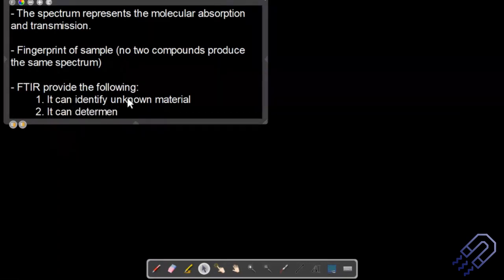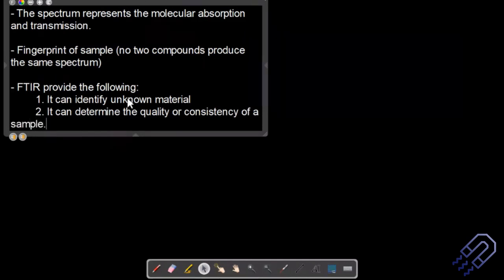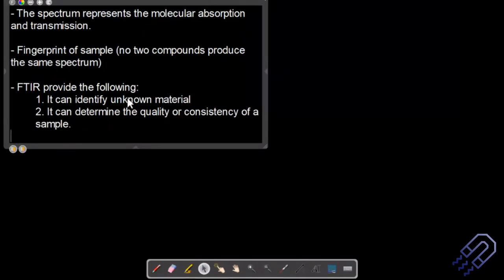It can also determine the quality or consistency of a sample. So you are synthesizing a sample and you are expecting a certain material to be present in larger amount. But when you do the FTIR, you see that the peaks are very small. That means the amount of that particular element is very less. So that is not the quality that you want. So it can help you determine the quality or consistency of a sample.